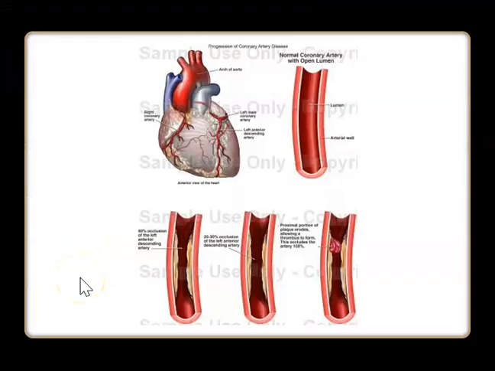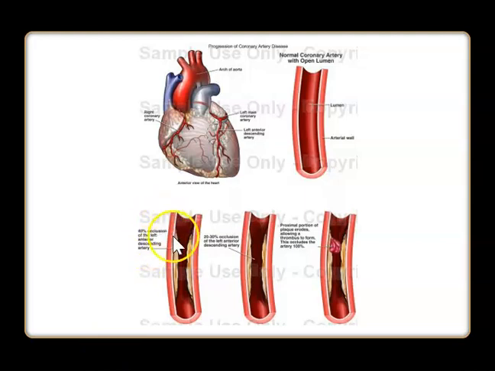So I put this picture in here again just to remind you of why they would be having this chest pain. And you can see here how decreased this blood flow is.